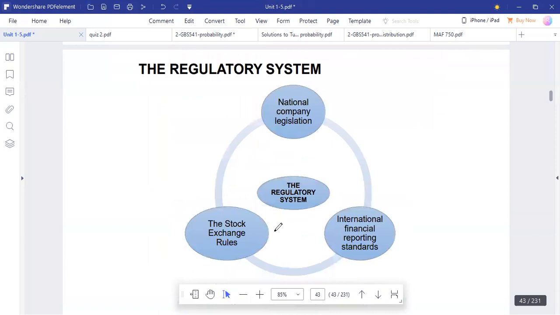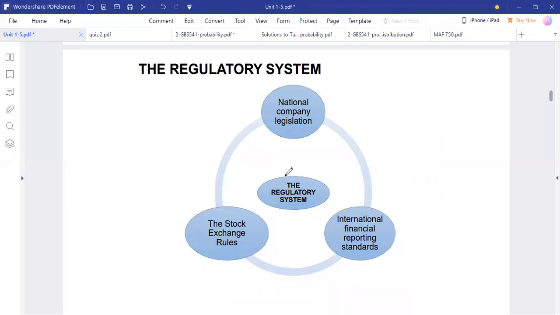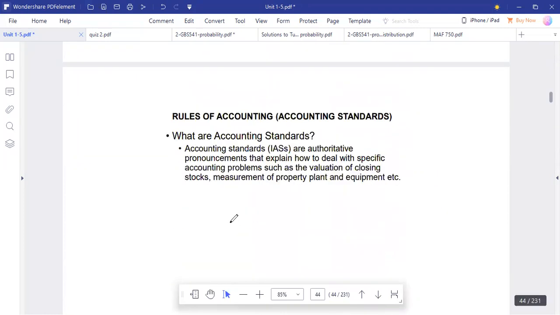So the conceptual framework system has the following surrounding it. We have the International Financial Reporting Standards that the financial reporting system must abide by. We have the stock exchange rules and the national company legislation in Zambia, 388. So there's a regulatory framework, which is legislative. You have the International Financial Reporting Standards and also the stock exchange rules. Now, what are these accounting standards?